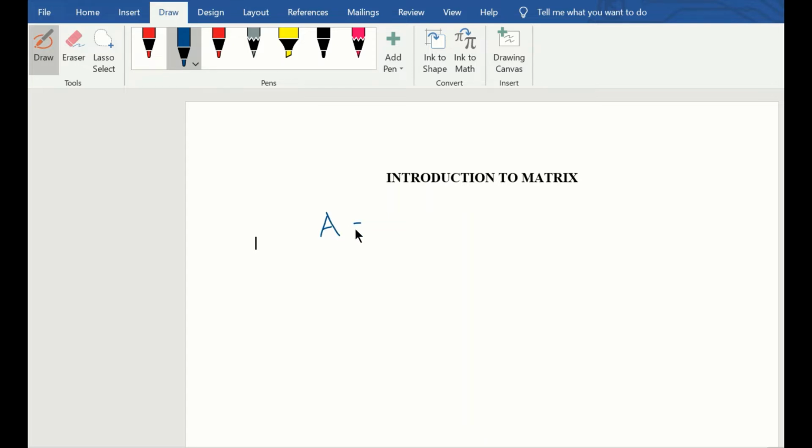It is equal to, this is a square bracket, and we have elements inside the square bracket. Now this is a matrix. All right, so it is a rectangular array of numbers or elements in a squared bracket, and we use capital letters to represent a matrix.